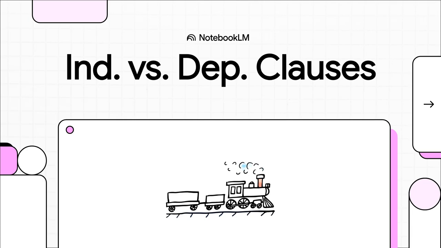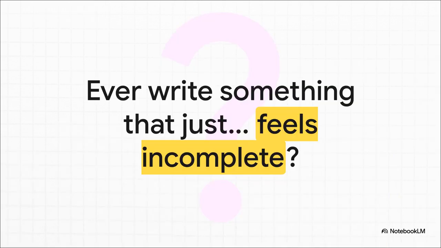All right, let's dive into the fundamental building blocks of really good writing: clauses. Mastering these is the secret to taking your sentences from just, well, okay, to something that's truly powerful and crystal clear. I mean, you know that feeling, right? You write something down, you read it back, and something's just not quite right. It feels incomplete, kind of like a thought that just trails off. Well, that's a sentence fragment, and today we are going to fix that problem for good.